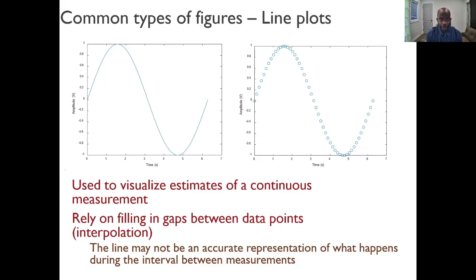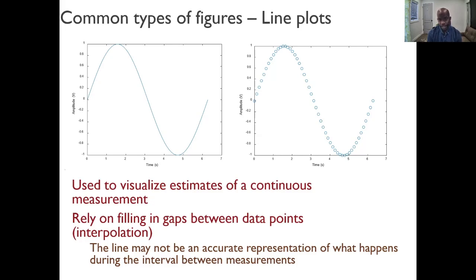The next common type of figure that you might often see, particularly when you are looking at time series data, are line plots. Line plots are really estimates of an underlying continuous measurement, right? So imagine you're swinging your leg back and forth and you have a marker on your foot. The position of that marker as a function of time is continuous. However, your camera system is only making measurements, let's say 100 times per second. So there are gaps between your measurements.